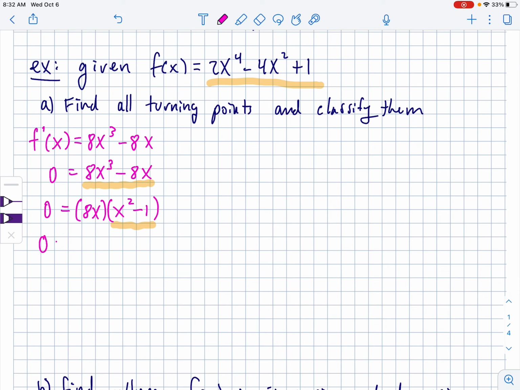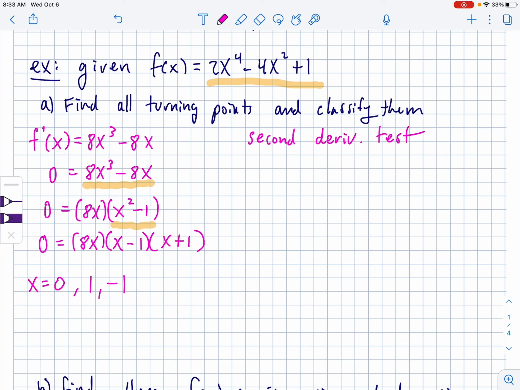Now, you could set both of these parentheses equal to 0 and then use the square root with a plus minus in front of it. But I kind of prefer just factoring until I can't factor anymore. So that becomes x minus 1, x plus 1. Then when you set all three of those equal to 0, you get x is equal to 0, positive 1, and negative 1. So these are the turning points, but I don't know which of them are tops of mountains and which ones are bottoms of valleys.